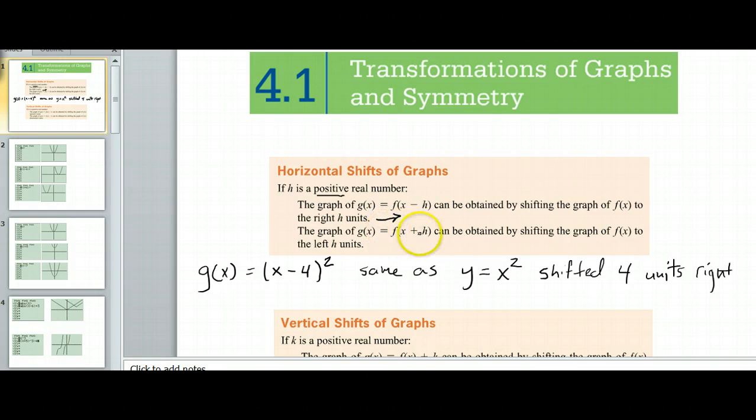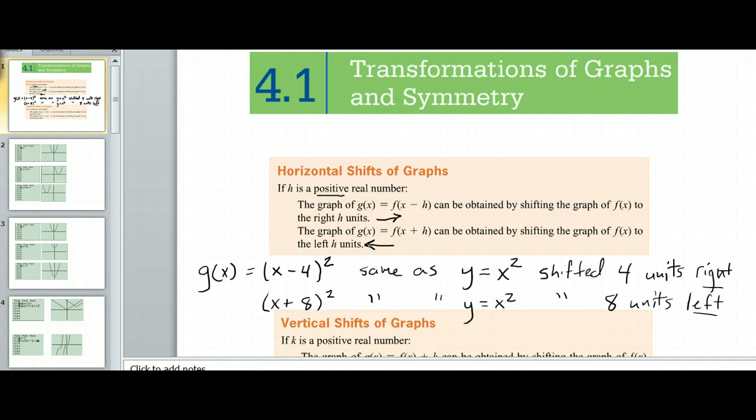Now, if we take some positive number and add it inside the parentheses, then that shifts the graph to the left, the opposite way. So if I did x plus 8 squared, that's the same as y equals x squared, but this time it's shifted 8 units left instead of right. So this time it's going to shift it to the left.